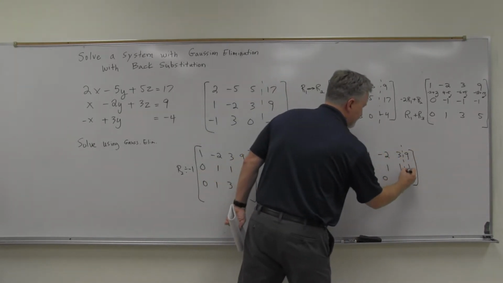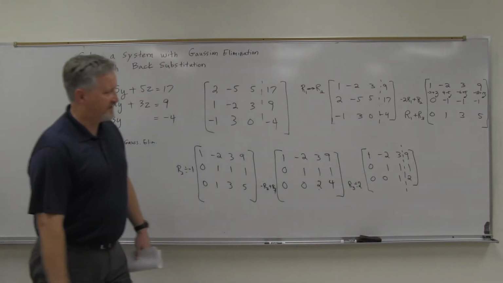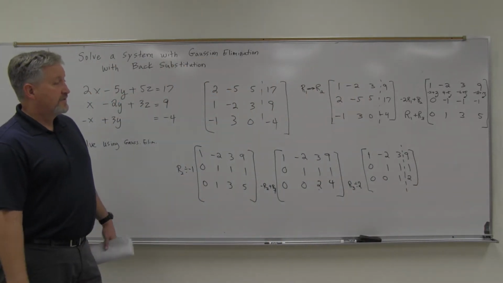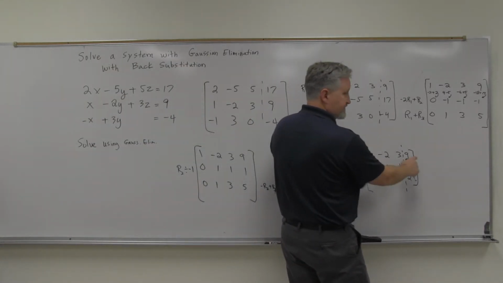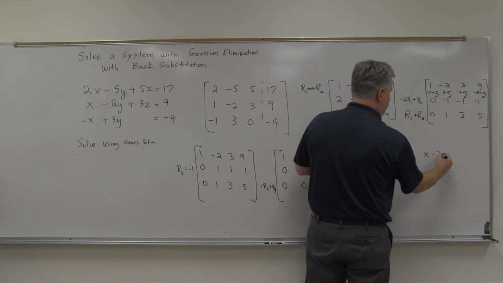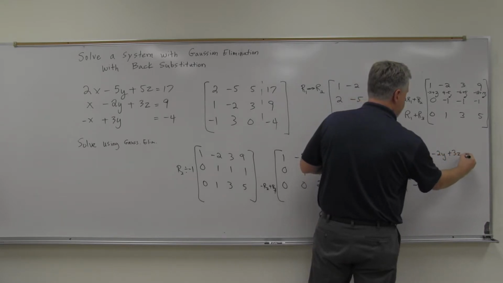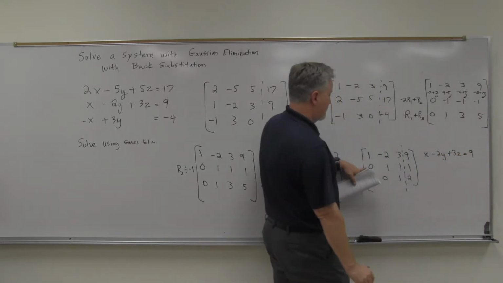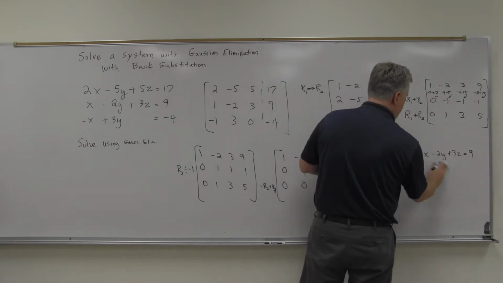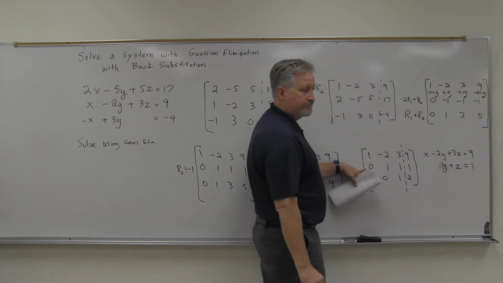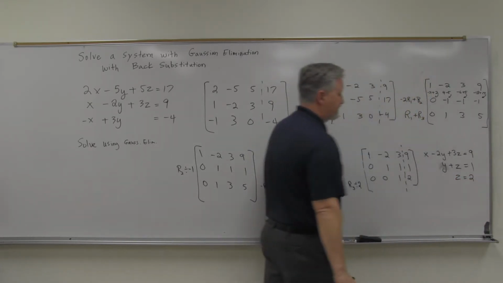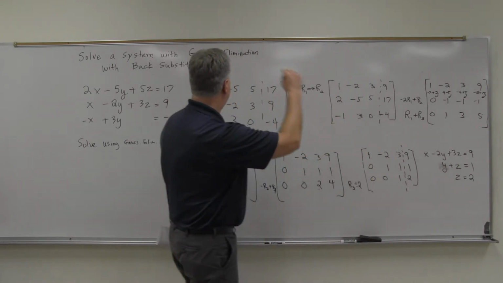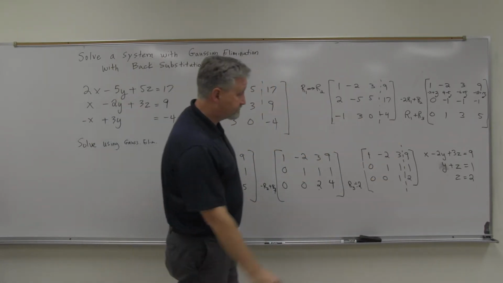Yeah, so now, I shouldn't have put that dotted line through the whole way, but now I pretty well got this knocked out, because the top line, put the x, y, and z back in. That would be x minus 2y plus 3z equals 9. Second line would be y plus z, there is no x, equals 1, right? And then the last line is z equals 2. We got this thing figured out, because now that's the back substitution part of this.